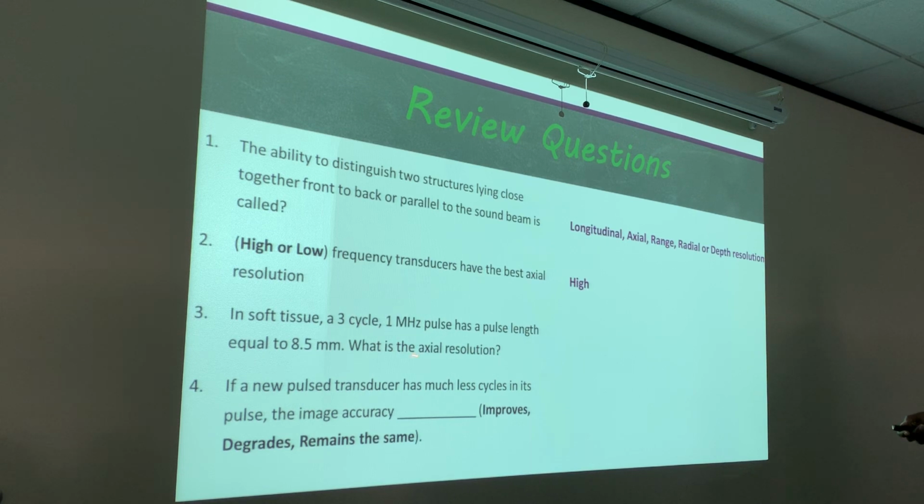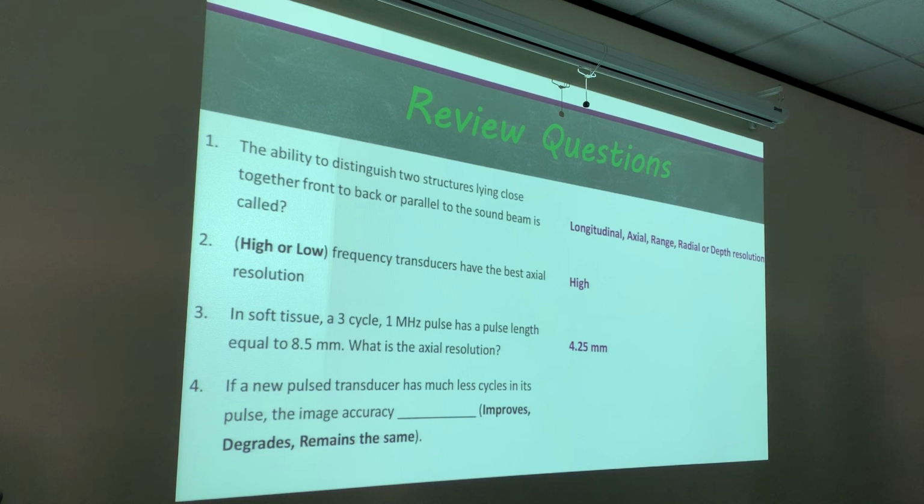I told you guys, don't let all the fluff get you. You already know how to determine axial resolution. It's telling you the spatial pulse length right there. It doesn't matter if it's 3 cycle, 1 megahertz, unless I'm comparing it to something else, right? So I'm asking you, what is axial resolution? 4.25 millimeters, guys.